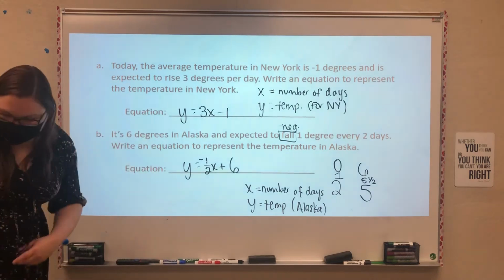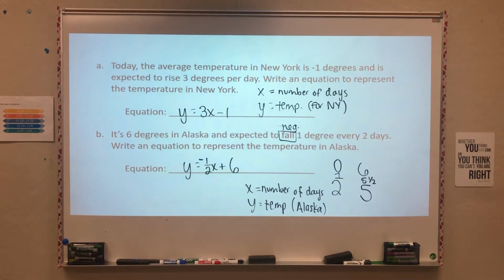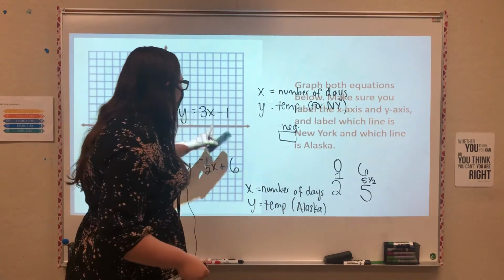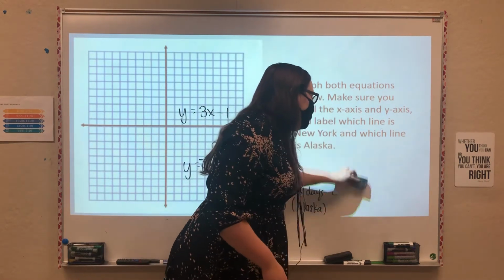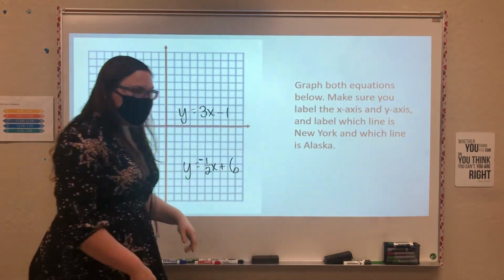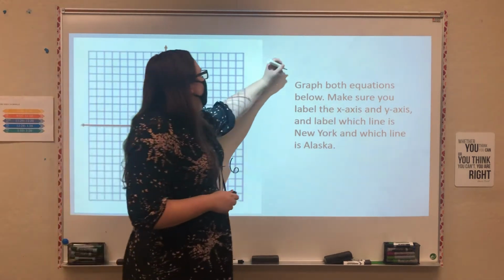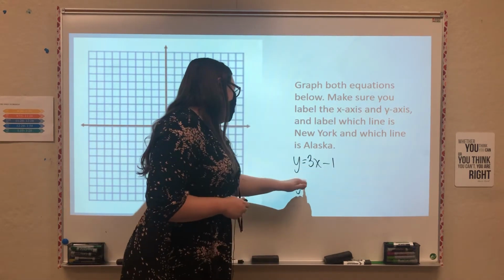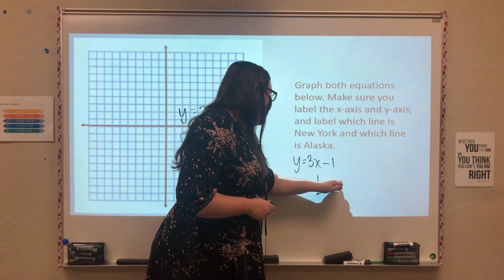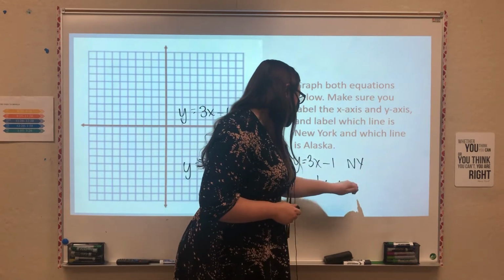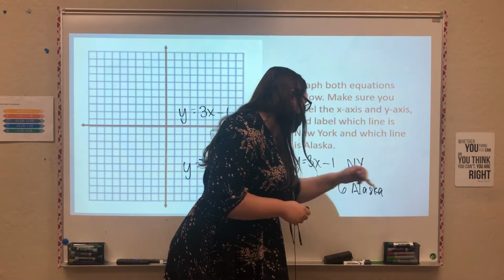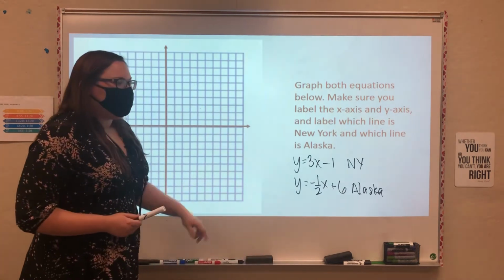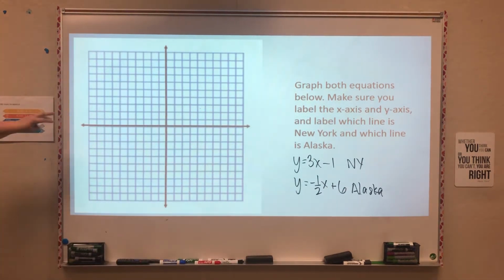Now that we've got a system here, the next thing I'm going to have us do is graph it. You did us all a favor. You already put them in slope-intercept form. At this point, if they weren't already in slope-intercept form, my first step would probably be changing it around. We've got, I'll put it over here, y equals 3x minus 1, and y equals negative 1/2 x plus 6. This one was for New York. This one was for Alaska. So the next part is saying graph both equations. It must be below on your paper, but over here, not below. Graph them over here on the graph.